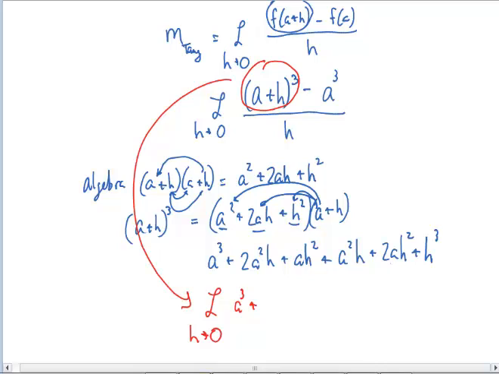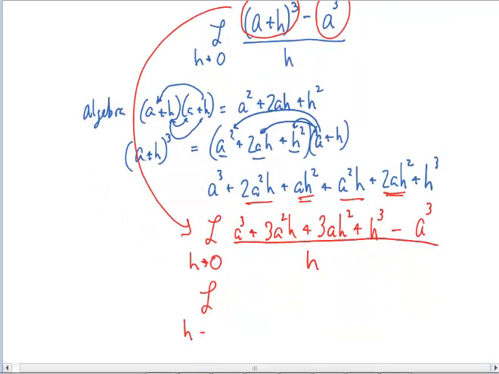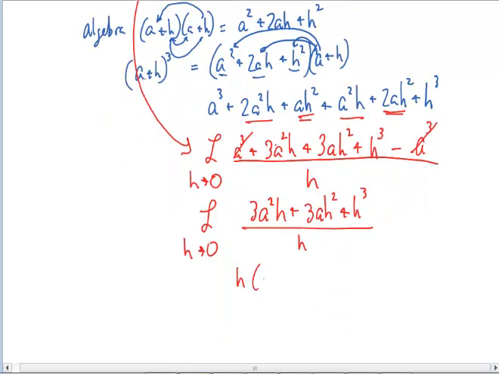A cubed plus, well, I can combine this and this to have 3a squared h, plus combine this and this to have 3a h squared plus h cubed minus a cubed all over h. And now when I do the limit, I just simplify this. I have 3a squared h plus 3a h squared plus h cubed all over h. I'm going to factor h out of every term.